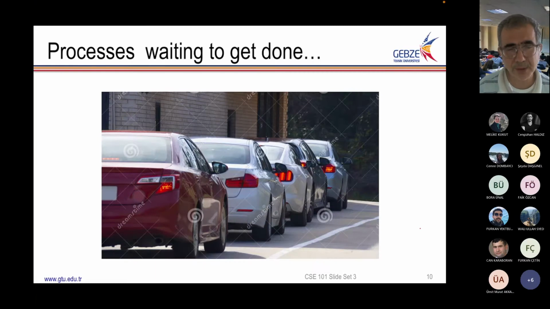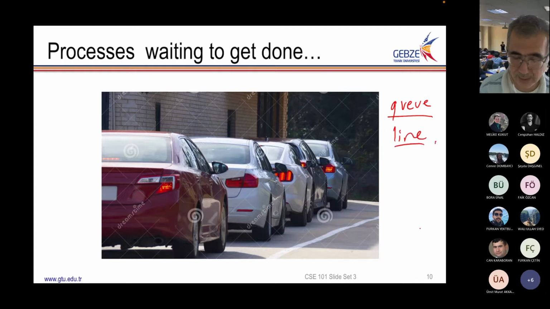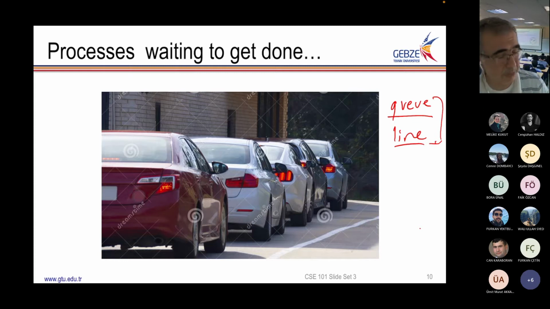And just like the barber shop, processes are waiting to get done in front of the shop. So there are queues. In British English, we call it a queue. In American English, it is a line. But in operating systems, it is queue in both American and British English. So if we are talking about computer science, it is universally queue rather than line. Line is for cars.